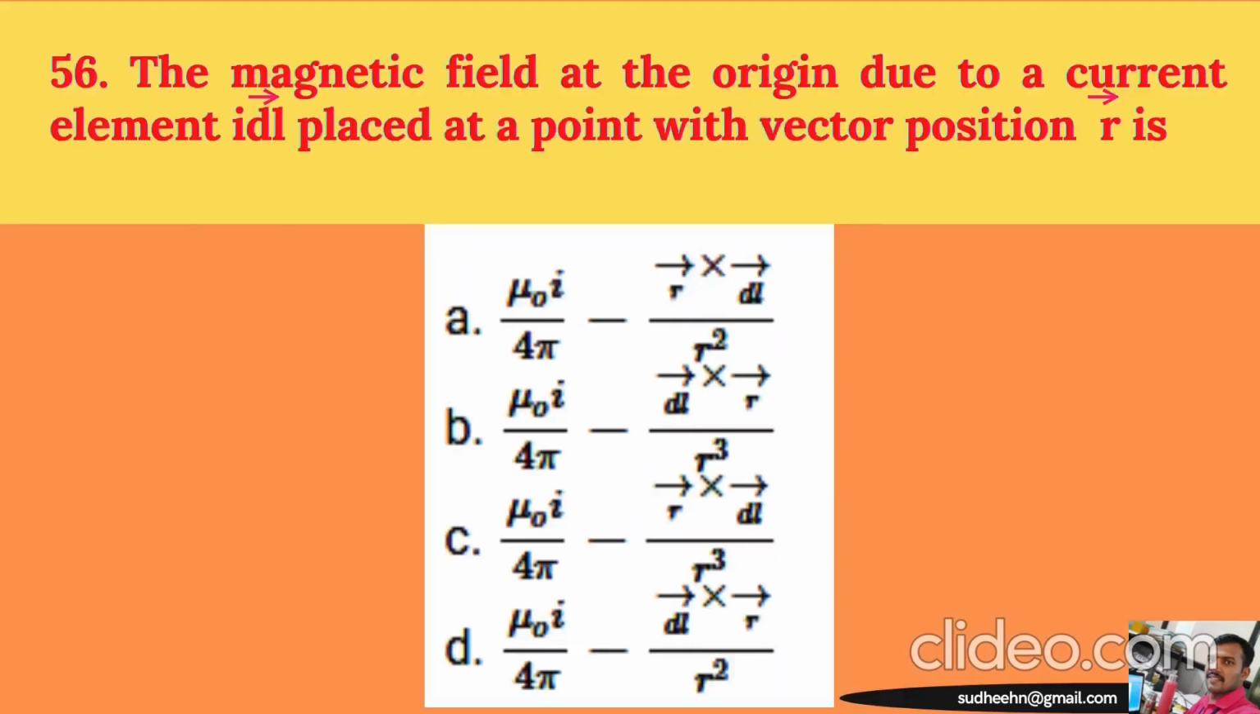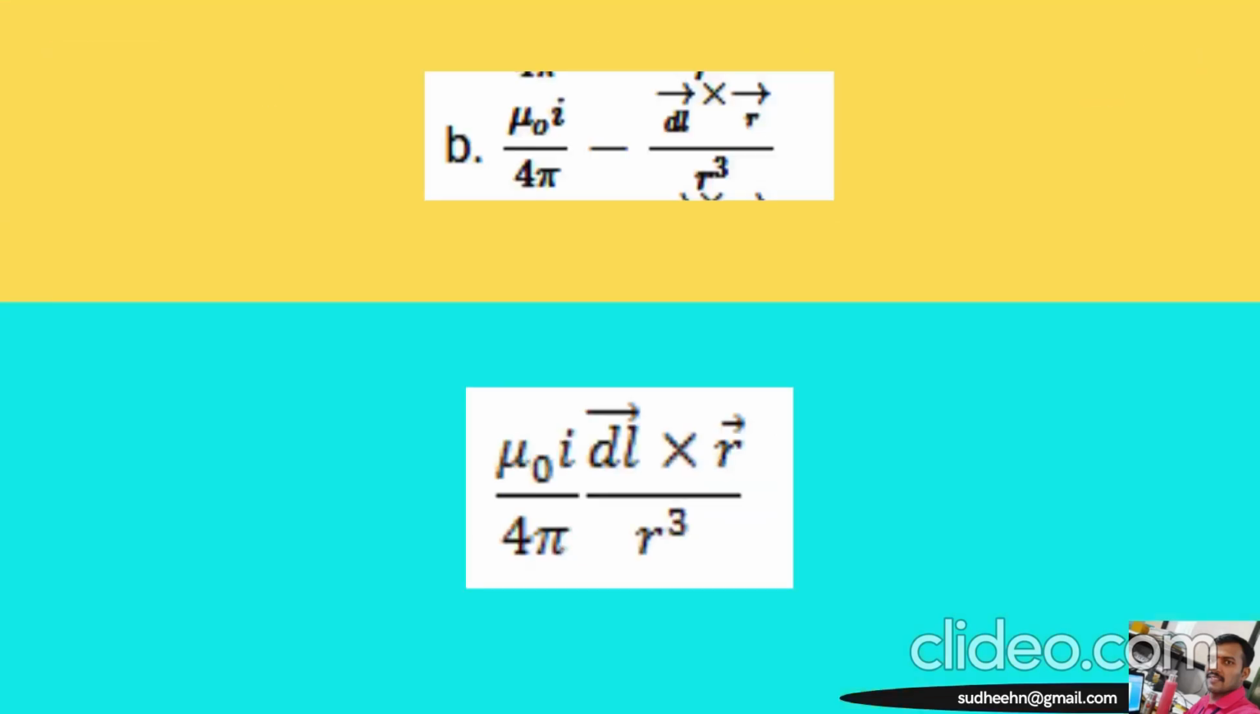Next, question 56. The magnetic field at the origin due to a current element I dl placed at a point with position vector r is: μ0I/4π times (−r vector × dl)/r², and 4 different options are given. And in that, the right answer is option B, that is μ0I/4π times (−dl × r)/r³. These are the standard equations.